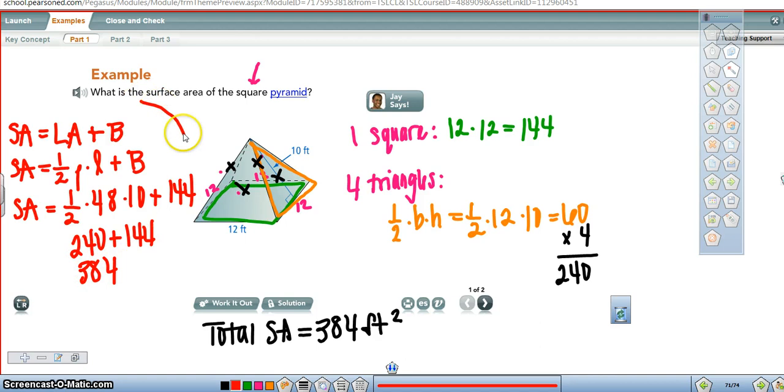If you would like to use the formula that they give you to help you find the surface area faster by using that shortcut of 1/2 times the perimeter of the base times the slant height, go ahead and use it. But if it helps you instead to break it down by its parts, go ahead and break it down by its parts so that you can understand what you're doing better, whatever works for you.